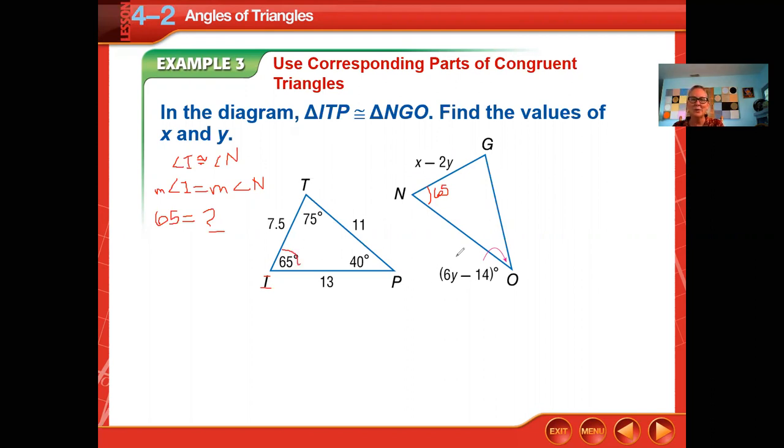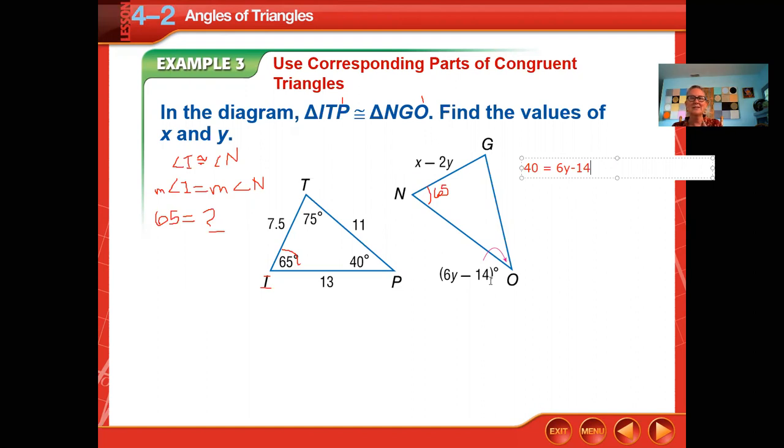I wanted to use this one. Angle O is the one that they gave me as an expression, and I need to find the values of X and Y. So angle O is going to equal angle P, and angle P is 40 degrees. So the equation that I'm going to end up solving is that the 40-degree angle, angle P, is going to equal 6y minus 14. And then I can solve that for y, and then I can use that value to get x.